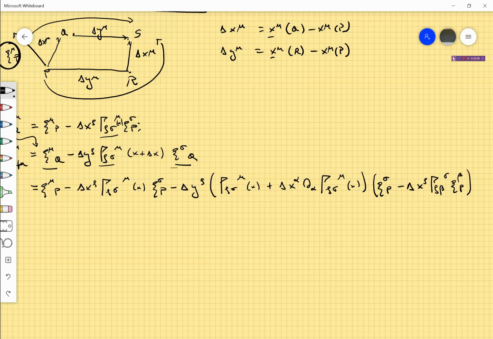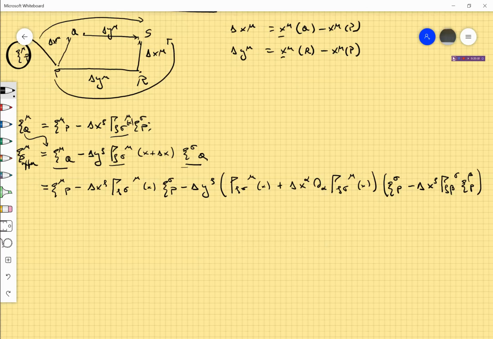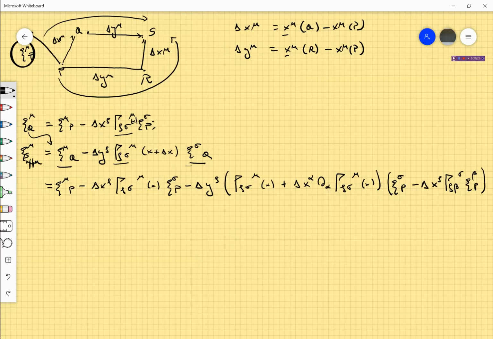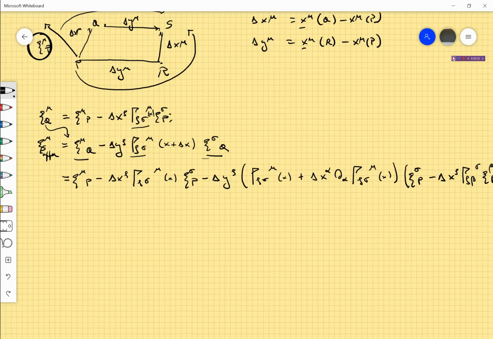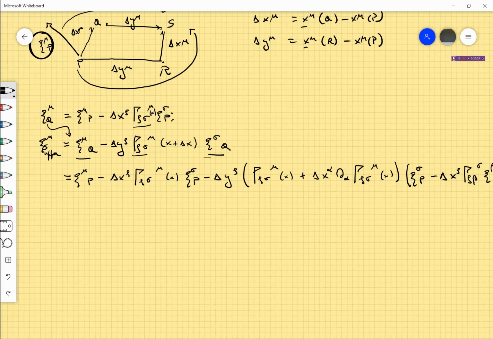In this case, if I stay at first order in these infinitesimal displacements delta, I will show that I get nothing. So I am going to stay to second order in these displacements, which are, as I said from the beginning, meant to be infinitesimal.